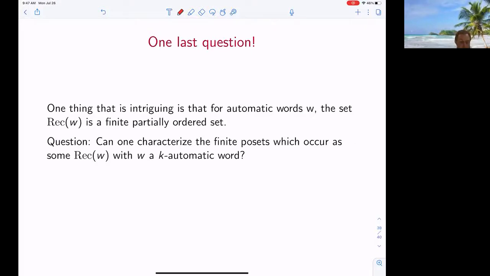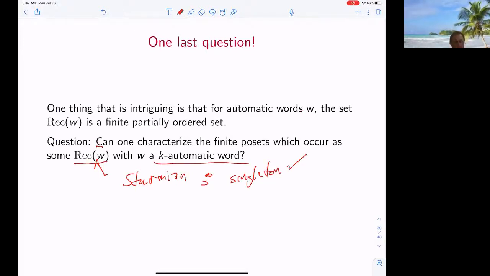So one last question. We showed that this periodic set was finite, and you can use that to show that the recurrent spectrum is finite, and it's some nice partially ordered set. And one question I'm interested in is, you take some class of words of linear factor complexity, maybe Sturmian words. It's not so interesting, actually. For Sturmian words, you always get a singleton. So for Sturmian words, it's easy. It's always a singleton.